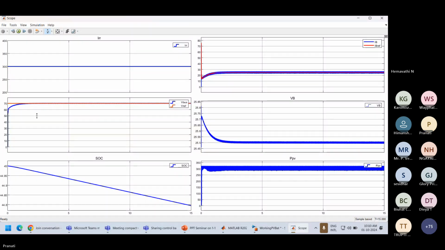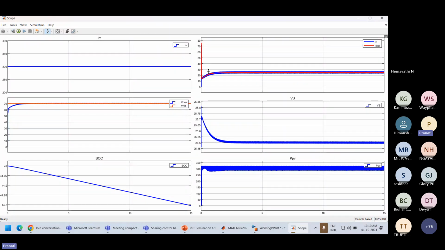Now, you can see from this curve that the state of charge is decreasing. That is, the battery is discharging. When we had seen 1000 watt per meter square, the battery was charging. That is why the state of charge was increasing. But at 300 watt per meter square, the battery is discharging because it is not sufficient for the load demand. So this is the state of charge.